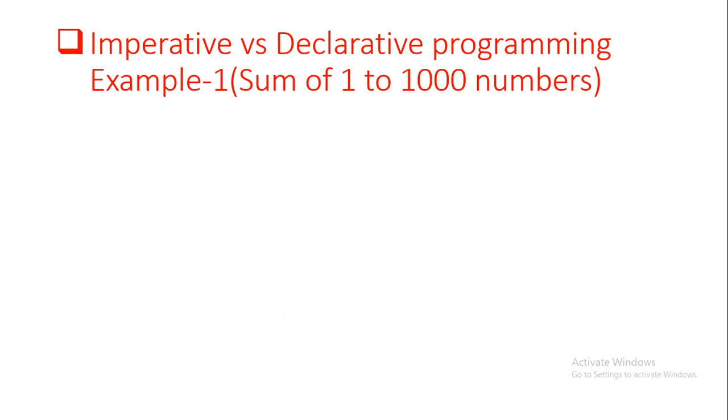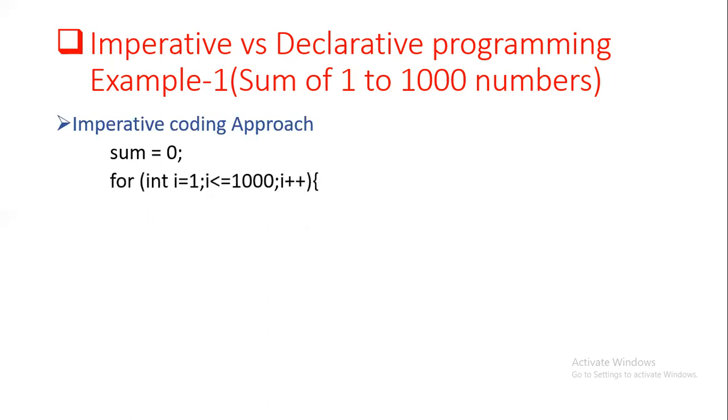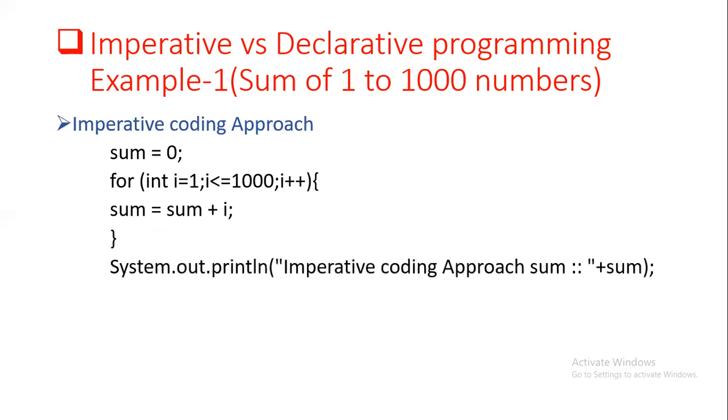So first we go with imperative. Print the sum of the numbers 1 to 1000. First I'm taking sum as 0, initialization. Afterwards, for int i equal to 1, i less than or equal to 1000, i plus plus. Later, sum equal to sum plus i. Then the for loop is closed and sum is printed. So this is the imperative approach. We write many lines, right?